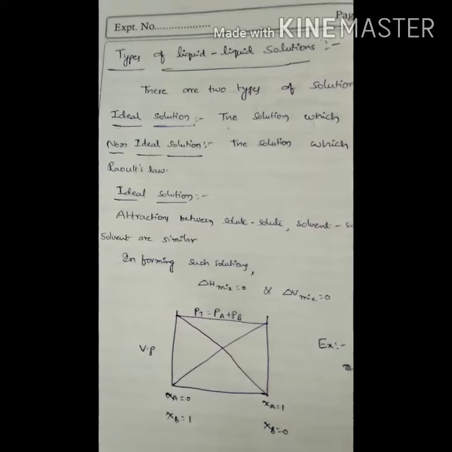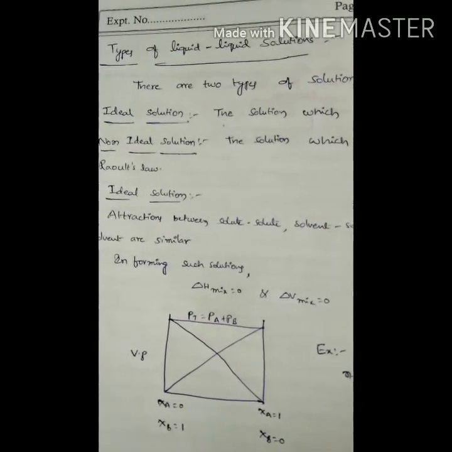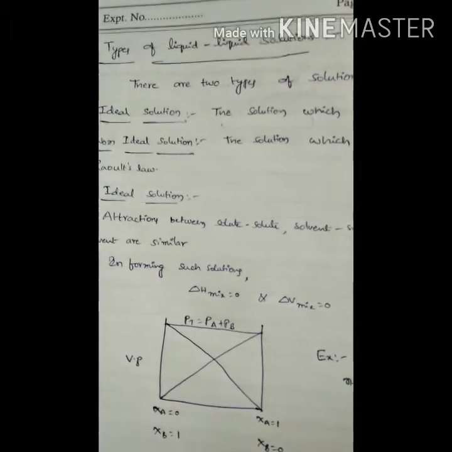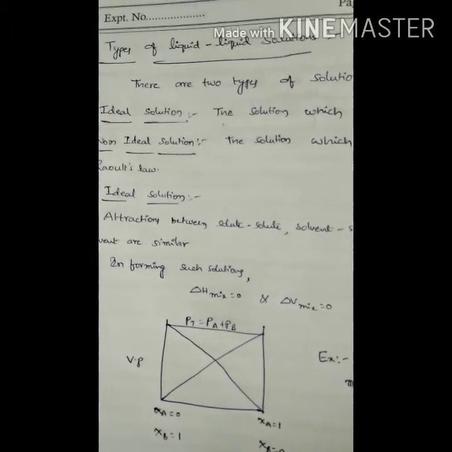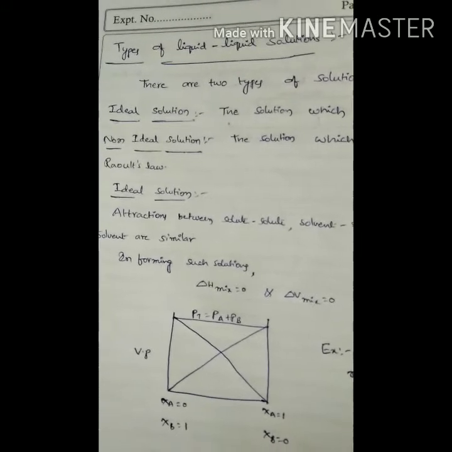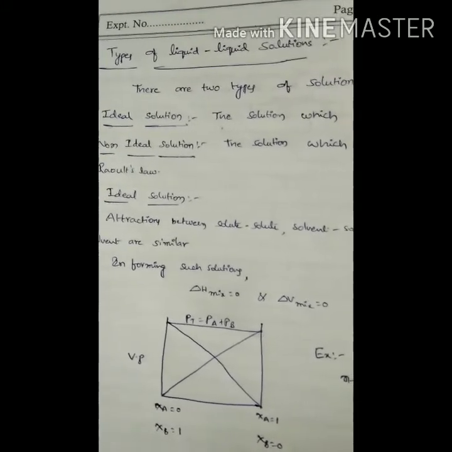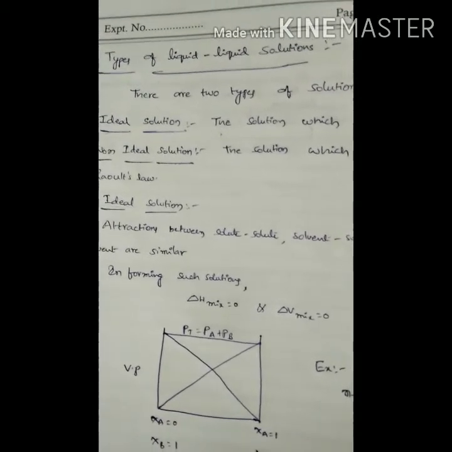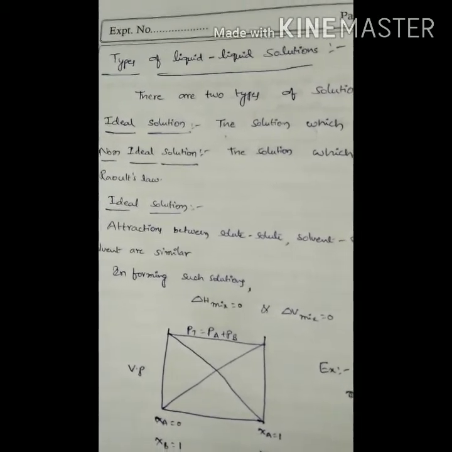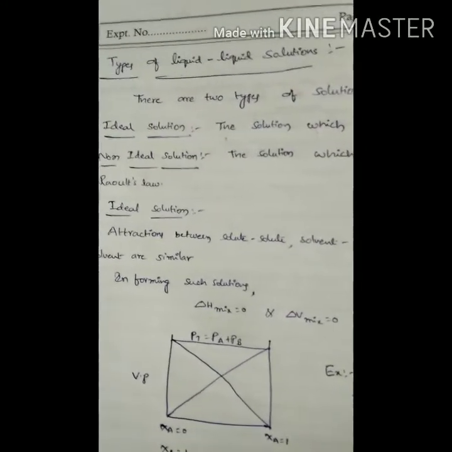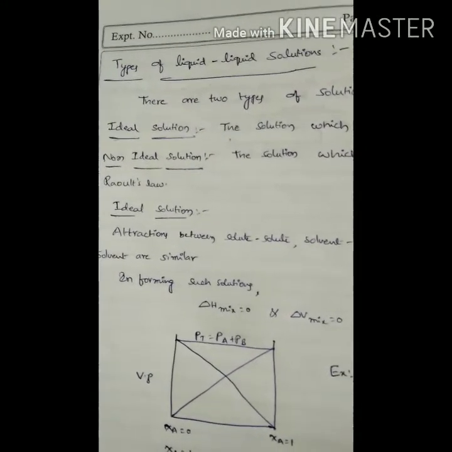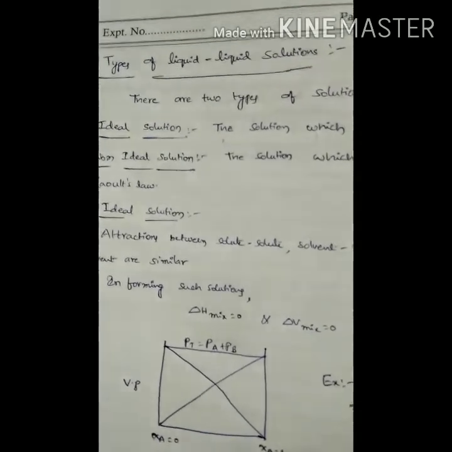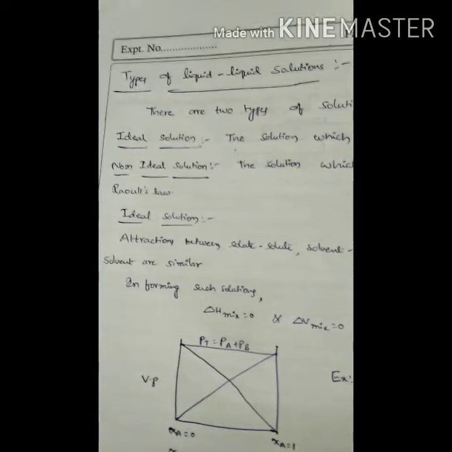Obeying Raoult's law means that in that solution the relative lowering of vapor pressure is equal to the mole fraction of solute. Such a solution is called an ideal solution. If the relative lowering of vapor pressure is not equal to the mole fraction of solute, that solution is called a non-ideal solution. So that is the explanation for ideal and non-ideal solution. Ideal solution means the solution which obeys Raoult's law.